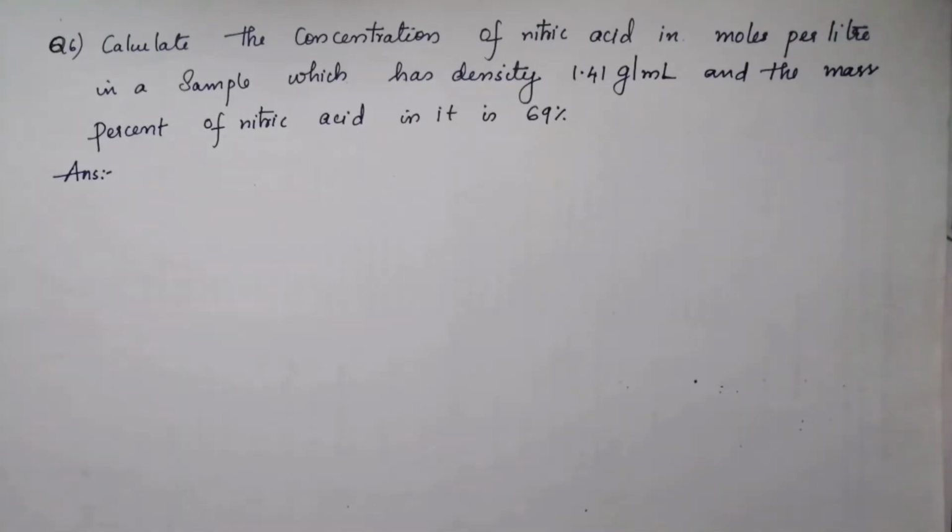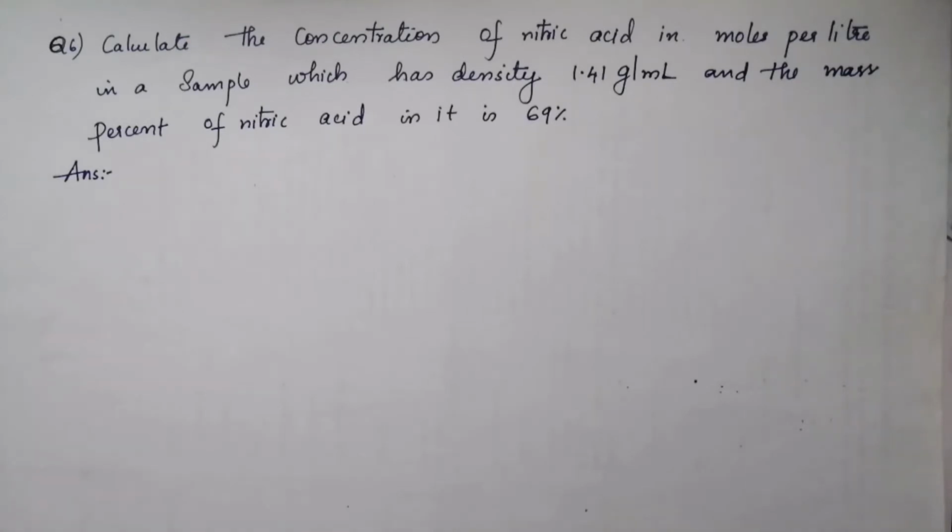In today's video, we are going to look into the next few questions of the chapter Some Basic Concepts of Chemistry. The first question is question number 6 from the NCERT textbook, and the question says, calculate the concentration of nitric acid in moles per liter in a sample which has density 1.41 gram per milliliter and the mass percent of nitric acid in it is 69%.